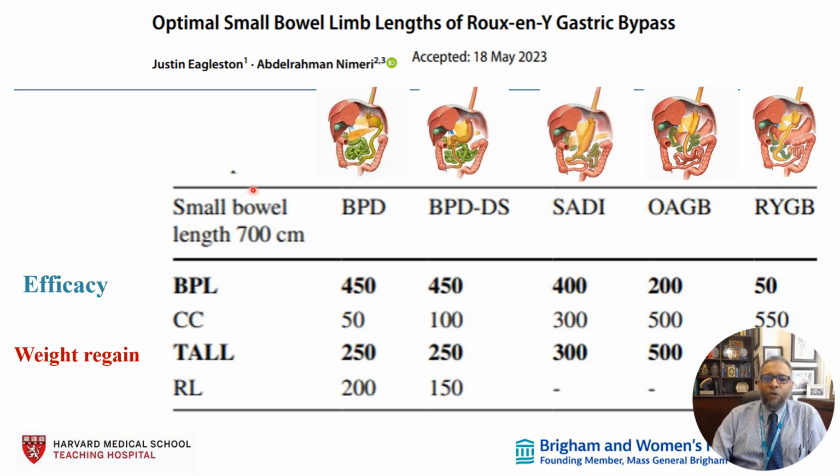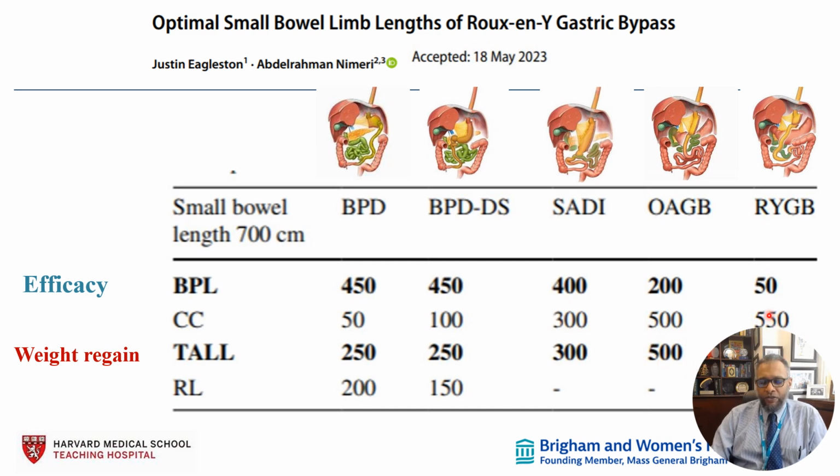So let's say someone has the average small bowel length of 7 meters. If you focus on their biliopancreatic limb, it is longer in BPD on the left, DS, SADI in the middle, and shorter in Roux-en-Y on the right, and a little longer in OAGB. So the outcomes of weight loss could be explained by the length of the biliopancreatic limb. And if you look at the total alimentary limb length, if the person has average small bowel, their total alimentary limb length is 250 to 300 in BPD, DS, and SADI, but it's much longer in OAGB and way longer in Roux-en-Y gastric bypass.